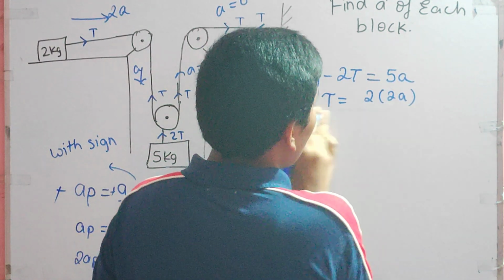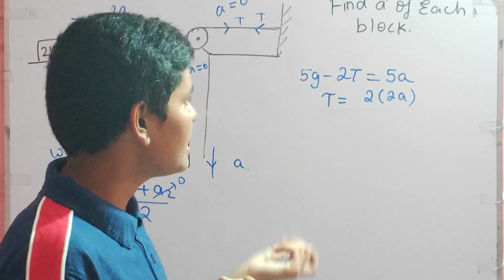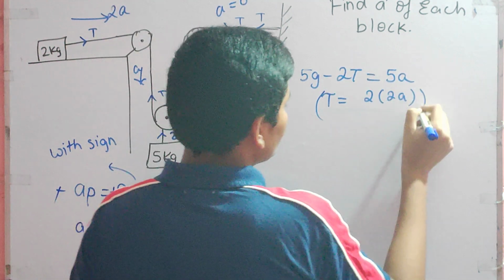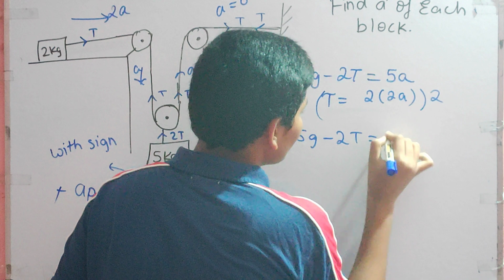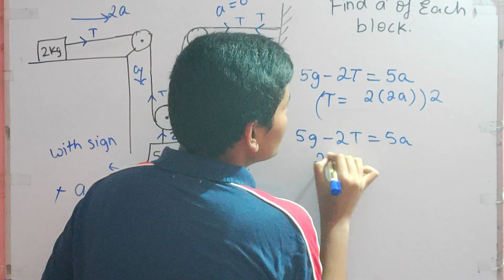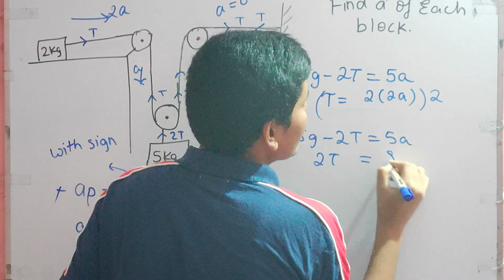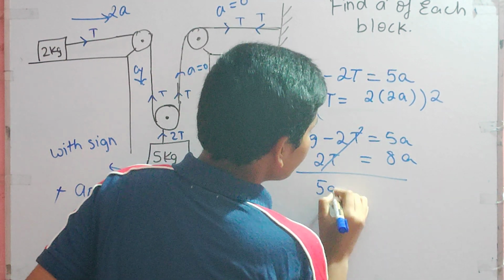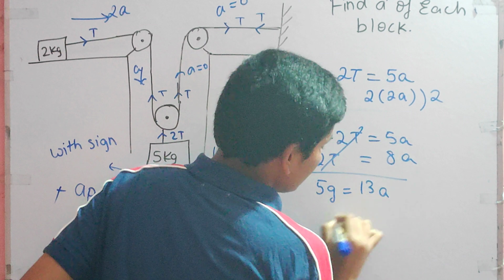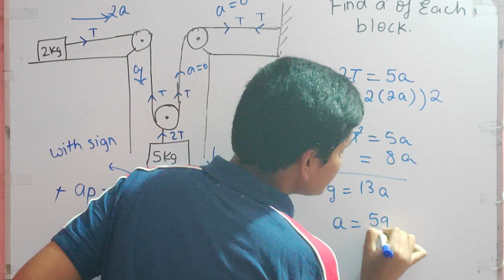Now we have to add these both equations. How will you add it? If you multiply this equation with 2, then 5g minus 2T is equal to 5a and 2T is equal to 2 into 4, 4 into 2, 8a. Now if you add these both, 2T will get cancelled. 5g is equal to 13a, so a is equal to 5g by 13.